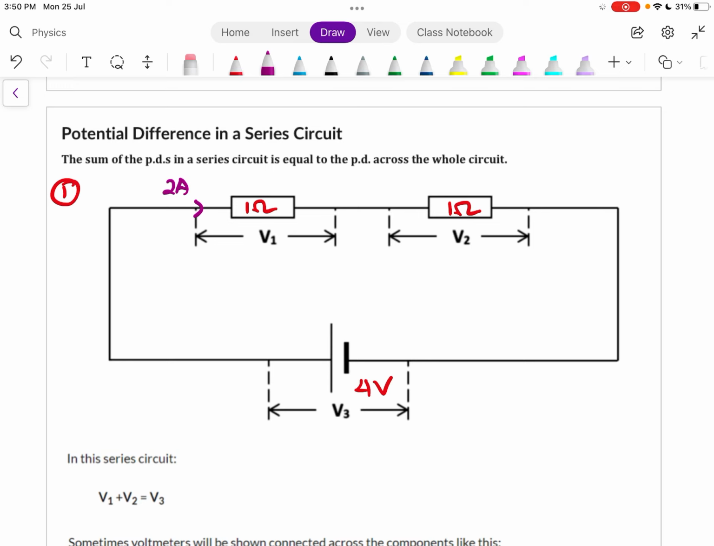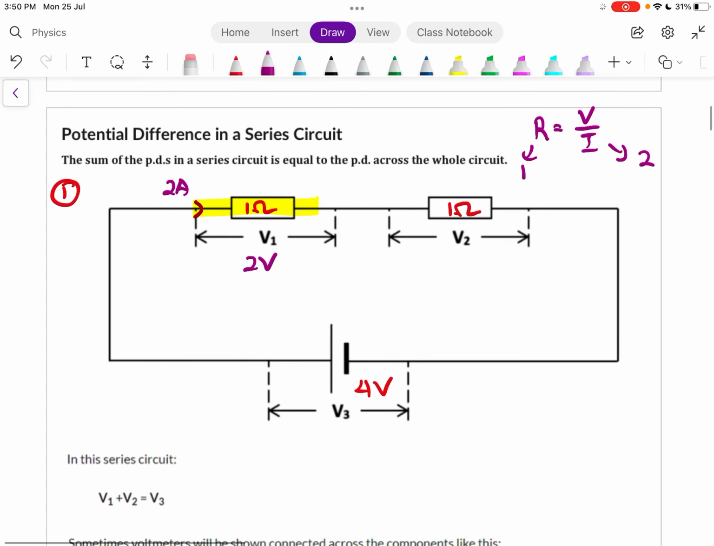So of course we know that we have learned R equal to V over I. So your R is 1. Of course your current that is flowing through the first resistor is 2 ampere. So let's put down 2 ampere. Okay, so you can see that your potential difference across the first resistor is 2 volts. So this is 2 volts. Okay, so now we go on to the second resistor. So for the second resistor, we also have a current of 2 ampere flowing through. So 2 times 1 is also 2 volts. So that is the meaning of potential difference in a series circuit.